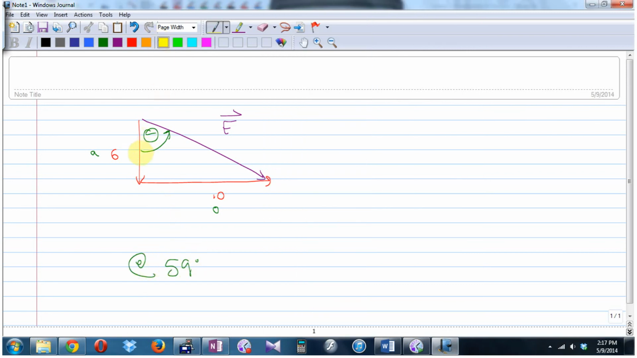59 degrees, what of what? Start out here, go that way. East of south. Is that dark enough? You guys can't see that at all. My old projector, that was a nice dark yellow. East of south. What did we get in our version? We found that angle. 31 degrees south of east is 59 degrees east of south.